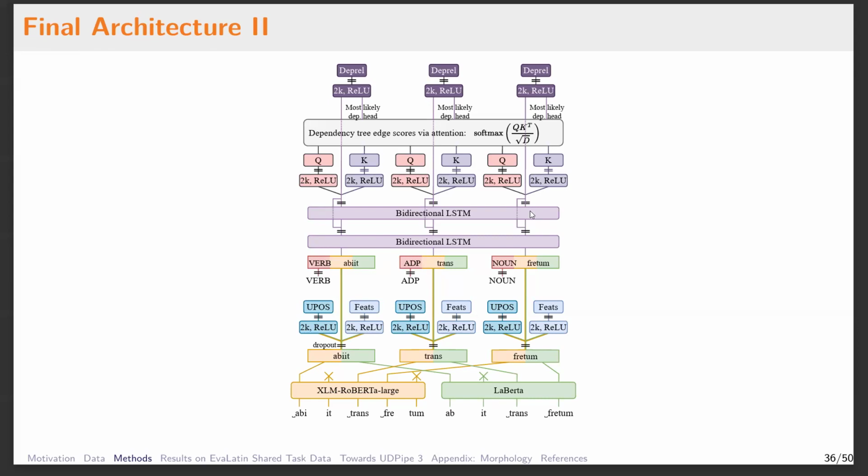What I have not been speaking about and what's new on this figure are these blue heads. These are just very simple classification heads for part of speech tags and features, morphological features, because these were not required by the shared task, but we wanted this to eventually be UDPipe 3, so we actually coded this part too. And if time is left, I can show you some results on the morphological part too. This is the complete architecture.